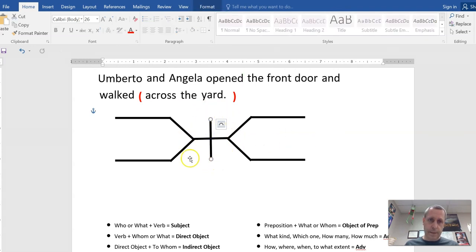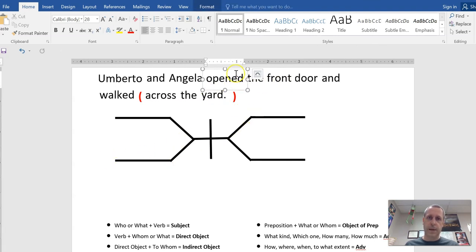Ultimately, the center should look the same. There's my baseline, and there's the line that separates it that creates the plus. The only difference now is that the verb side is now split into two, and the subject side is now split into two equal parts.